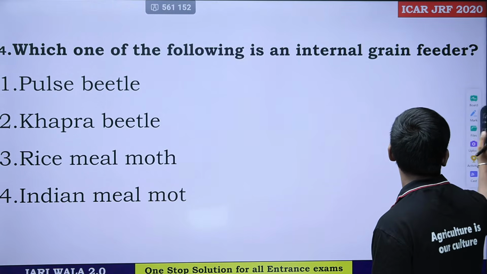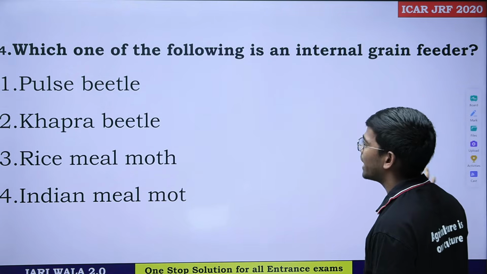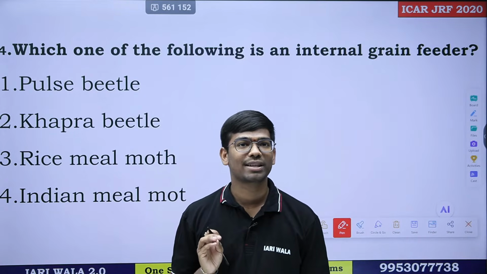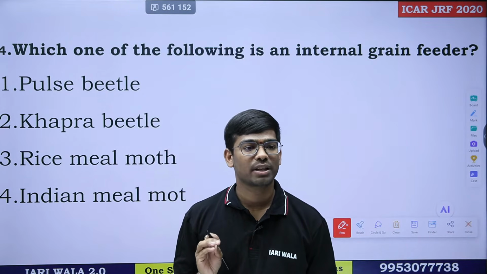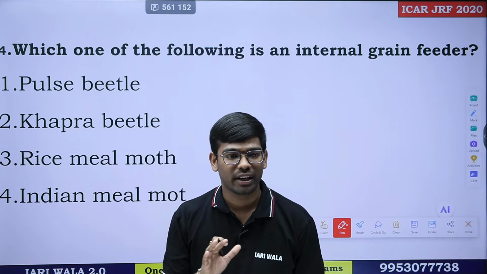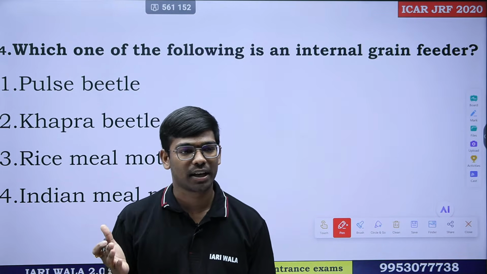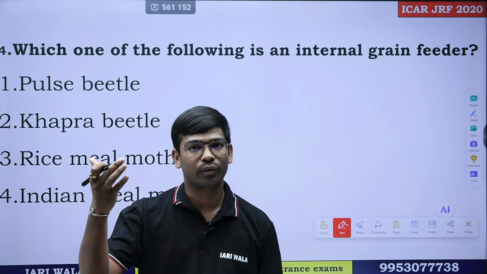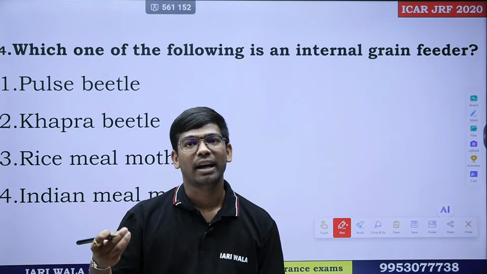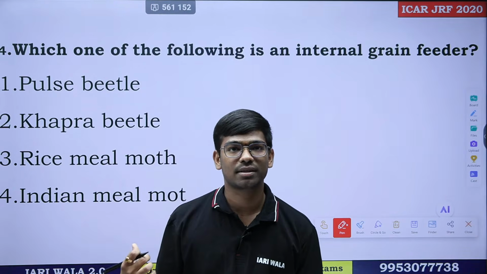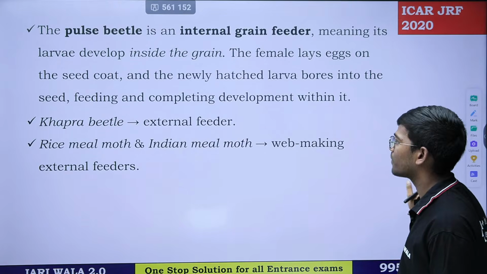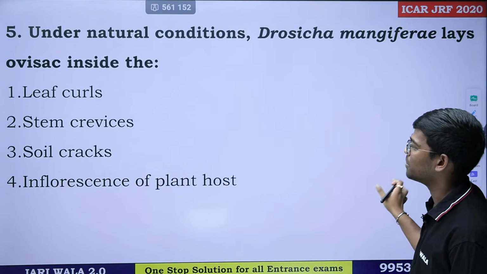So by this time you should get some idea, like in the stored grain pest, mostly we need to know about its classification, how stored grain pest was divided, like primary pest and secondary pest, and again in primary, internal feeders and external feeders. So if you could remember this in a flowchart, it will be very useful in answering such questions. Yeah, and this is the pulse beetle.